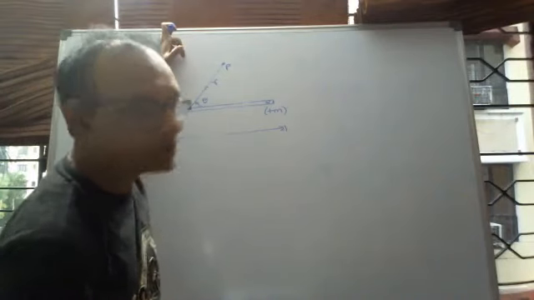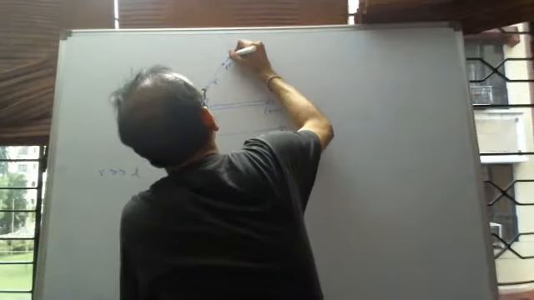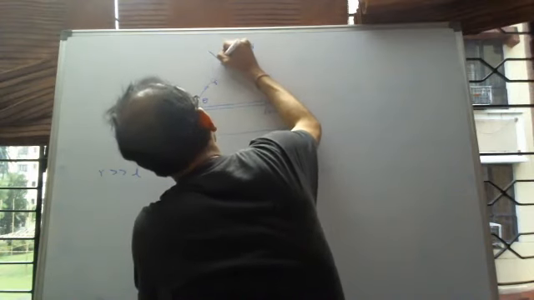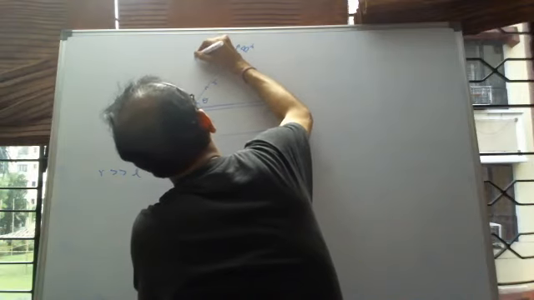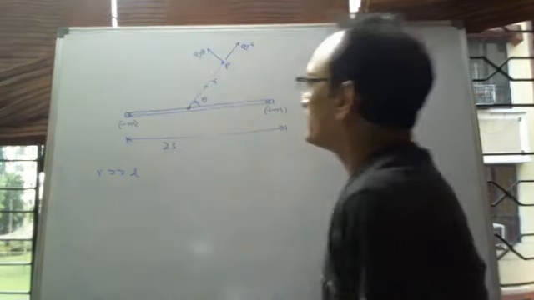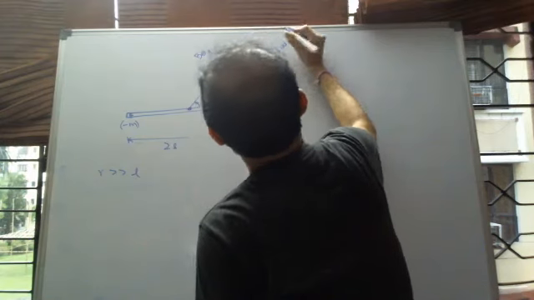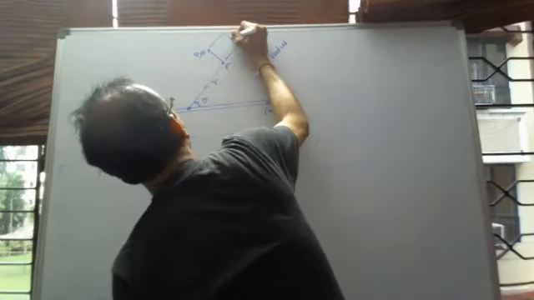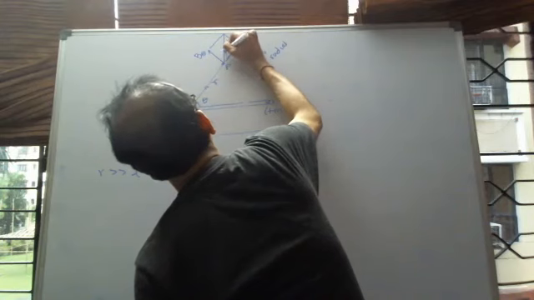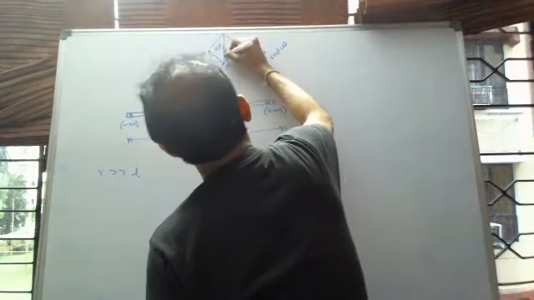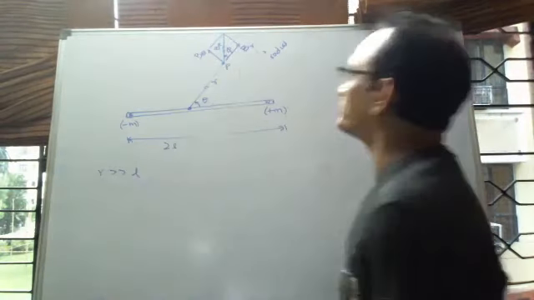In a more general sense, at this point, the magnetic field will have a radial component, BR, and will have a tangential component, BT. The magnetic field at P will have a radial component. This is a radial component towards R. And the net magnetic field will be the resultant of these two. And we'll make an angle phi with this.